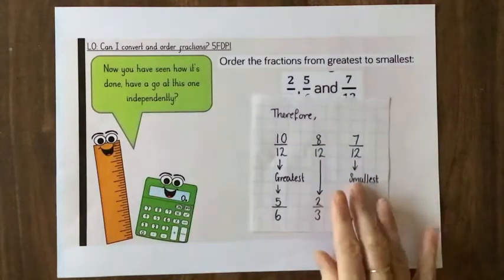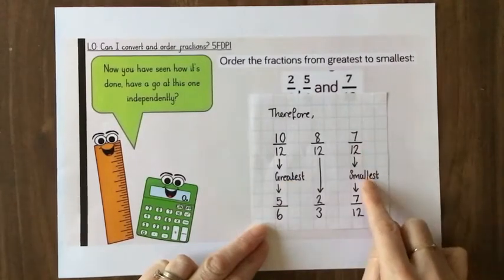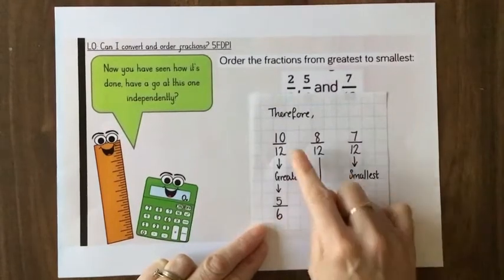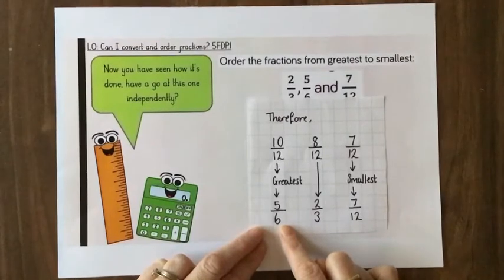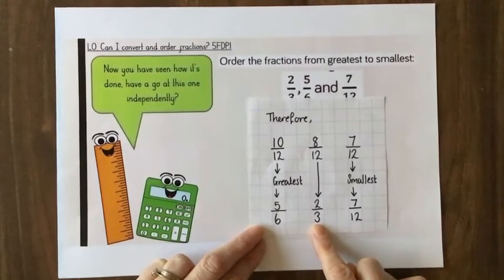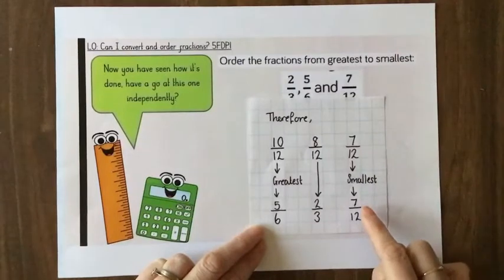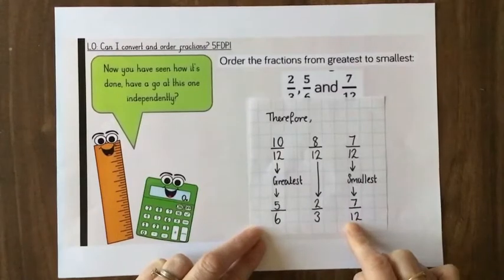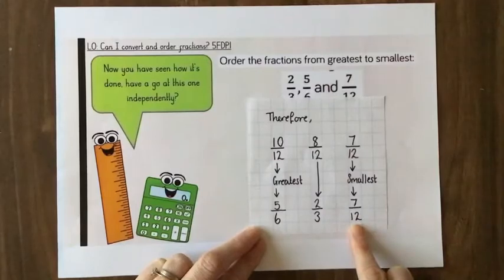Therefore, 10/12ths is the greatest, 7/12ths is the smallest. And putting them back into their original fractions, 10/12ths becomes 5/6, so 5/6 is the greatest fraction. 8/12ths becomes 2/3 again, that is your middle fraction, and 7/12ths stayed the same, so 7/12ths stays as it is. So we end up, the greatest fraction is 5/6, the smallest fraction is 7/12ths.